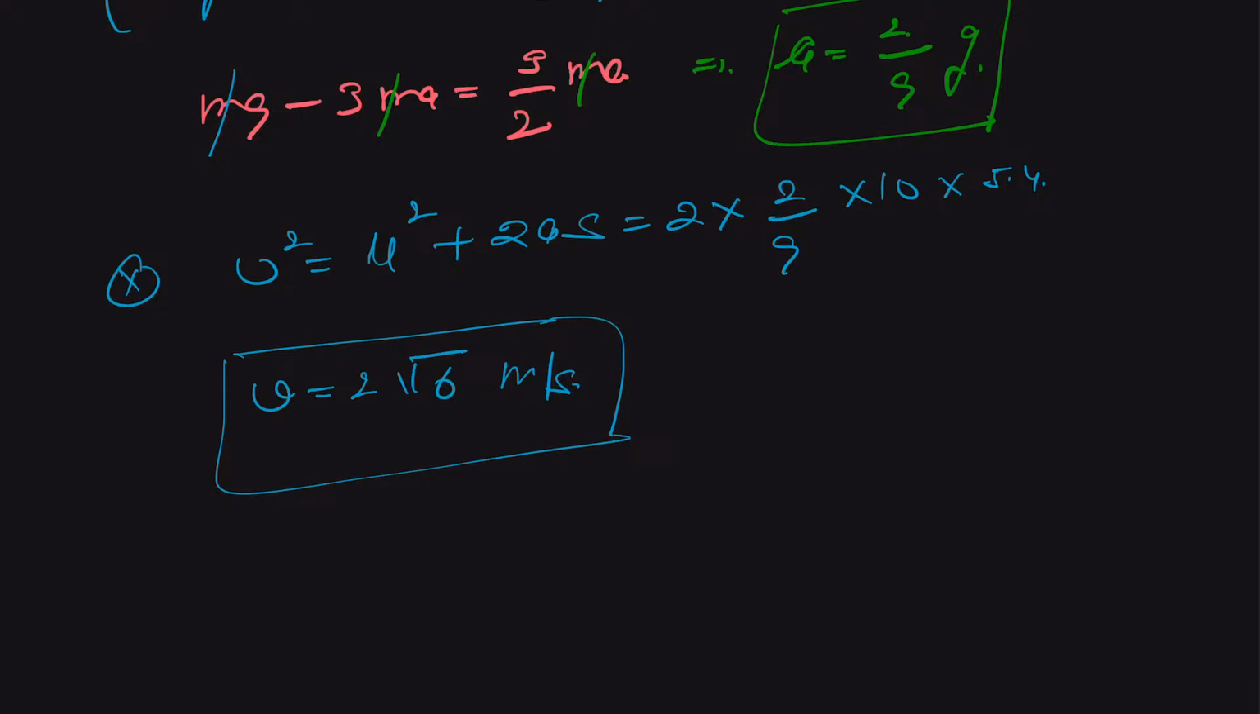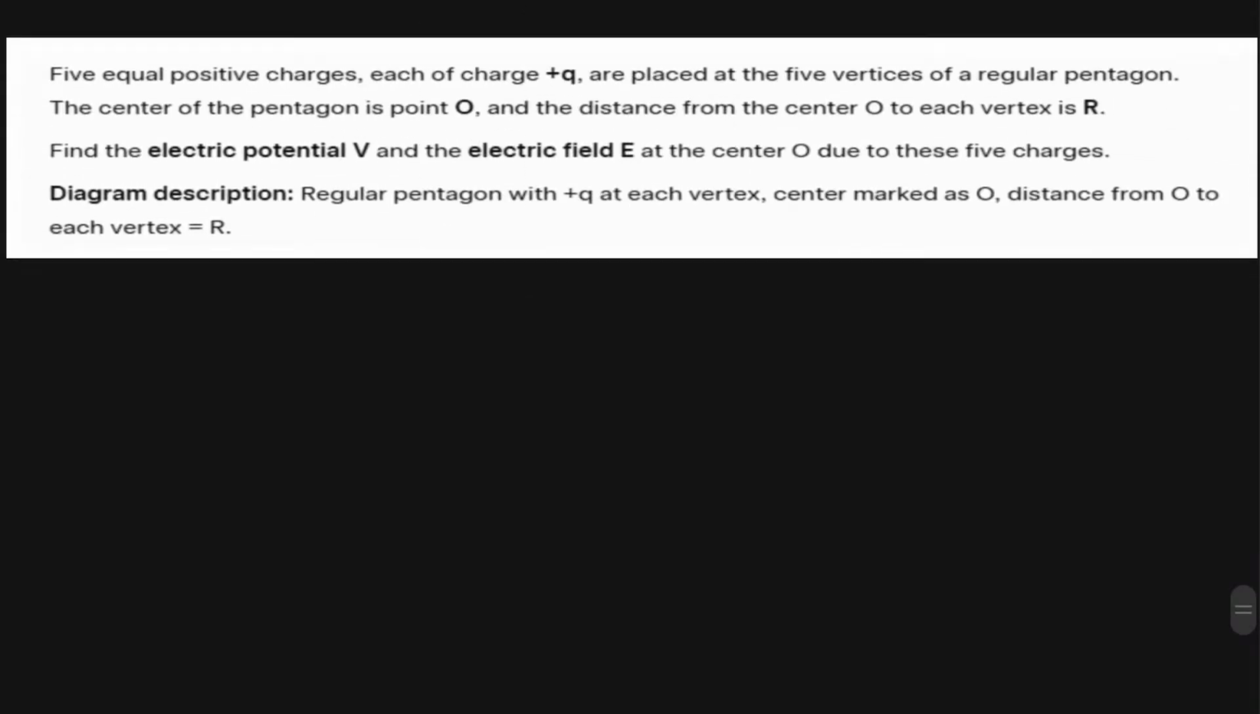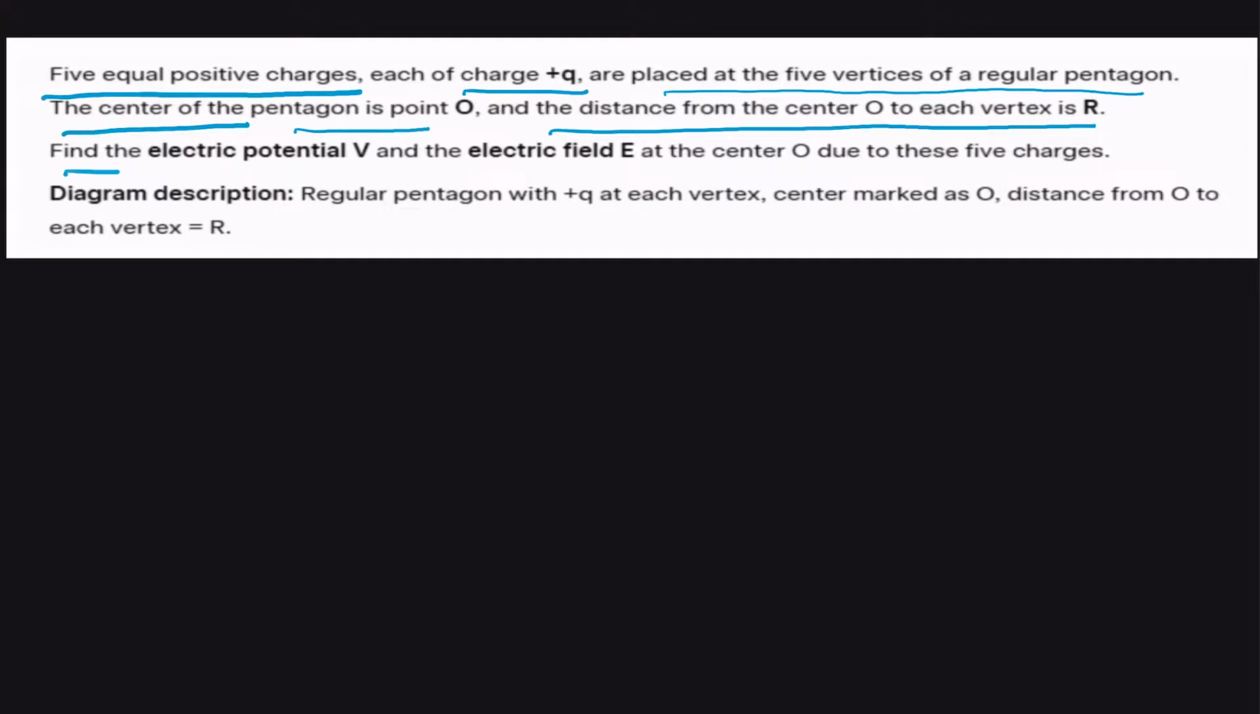Next question. It states that 5 positive charges, each of charge plus q, are placed at the 5 vertices of a regular pentagon. The center of the pentagon is O and the distance from the center to each vertex is r. Find the electric potential V and electric field E at the center O due to these 5 charges. Plus q at each vertex is given to us. So the basic figure is given to us, and this is our pentagon.